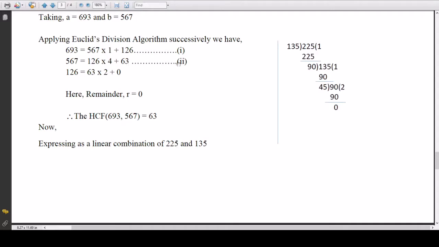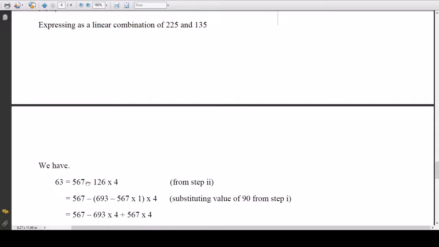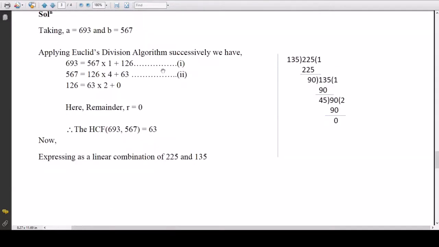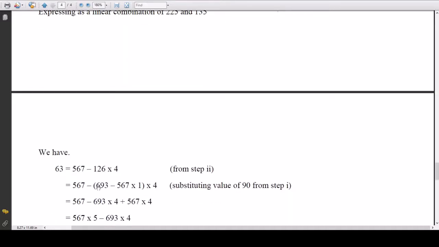Okay. Now starting from the second, going backward. Now 63 is the HCF. 63 will be how much? Will be 567 minus 126 multiply 4, isn't it? 567 minus 126 multiply 4. But from step 1, how much is 126? 126 is 693 minus 567 multiply 1, isn't it? Instead of 126, you will write 693 minus 567 multiply 1. Okay, substituting the value of 126 from step 1.